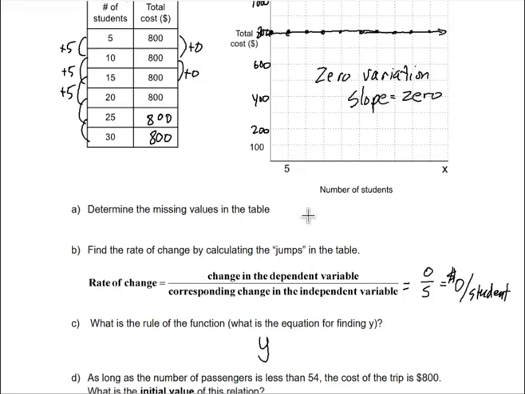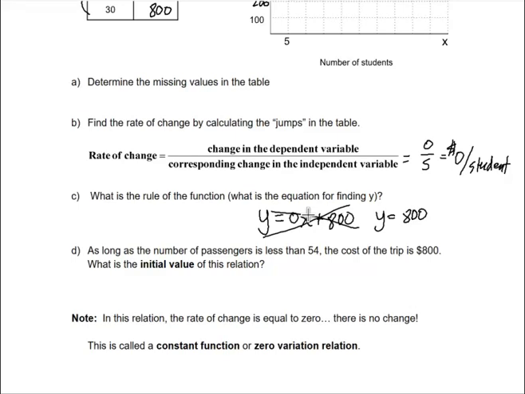So the equation of this function is kind of weird. It's 0x plus b. In this case, b is the 800. Well, we're never going to write the equation this way. We're going to write it just as y equals 800. And so as long as the number of passengers is less than 54, the cost is $800. So that means the initial value is equal to 800. That is your b value, your y-intercept. So a constant function or a zero variation relation is a horizontal line. Okay, and it could be in the negatives also.